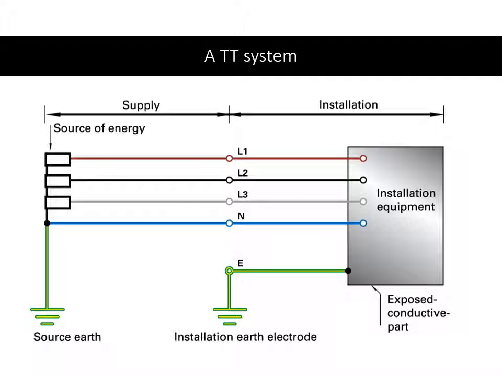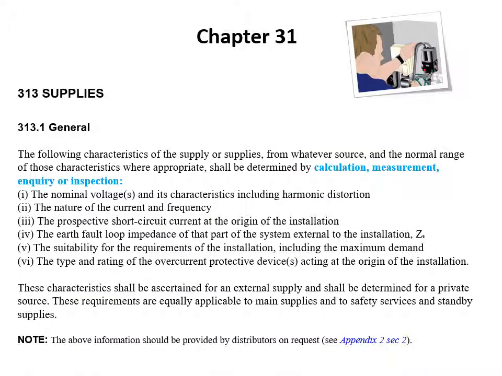Now, other things we need to take into account at this point is the characteristics of the supply or supplies, from what source they're coming from, the voltage range, nature of the current and frequency, prospective short circuit at the origin of the installation, the Ze, earth fault loop impedance of the system, suitability of requirements of the installation for maximum demand, and the type and rating of the overcurrent protective devices at the origin of the installation. All that kind of information should be provided by the distributor on request.